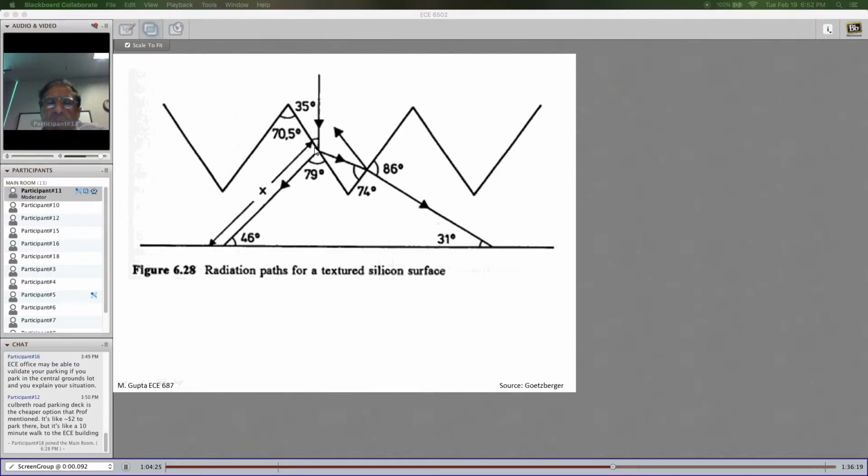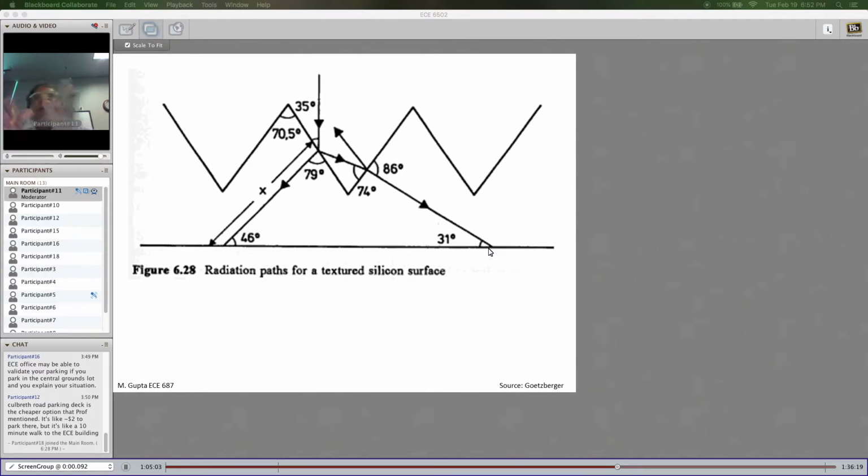So what you have done is effectively increase the path length of the light traveling in the medium. It's not going straight through this thickness, but it is going at an angle, and then another part of it goes again. That increase in the path length for the light beam translates into enhanced absorption or reduced reflection. So by texturing the surface, you can trap light.